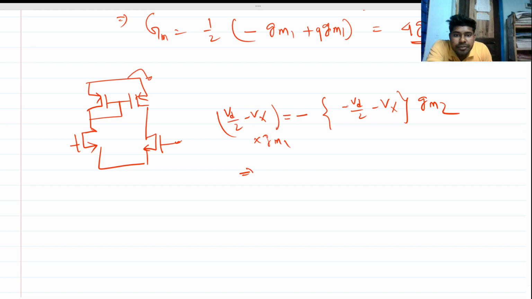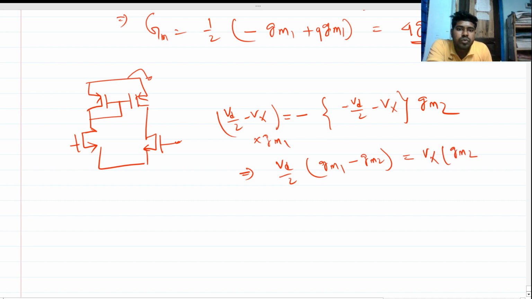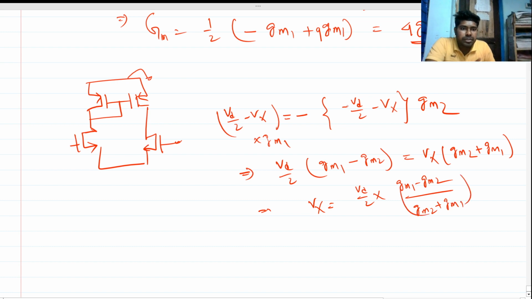This is the expression, and if we take Vd by 2 common over here, this will be Gm1 times, this is plus and this will be negative. And if we take Vx here, this will be Gm2 and this is plus. So this will be Gm1. Okay, so this is our Vx. Vx is nothing but Vd by 2 times (Gm1 minus Gm2) over (Gm2 plus Gm1). Okay, so one thing is right.